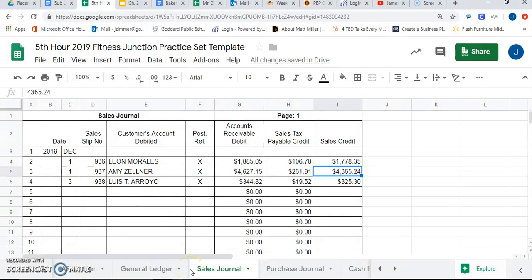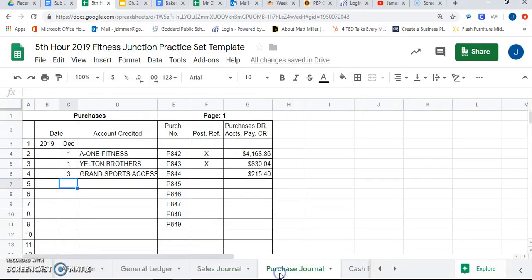Form 5 is another purchases journal transaction. We got a purchase invoice. This time it's from the Yelton Brothers. So on December 1st, from the Yelton Brothers, P843, record the amount of the invoice total, 830.04, and then go post to the accounts payable ledger.